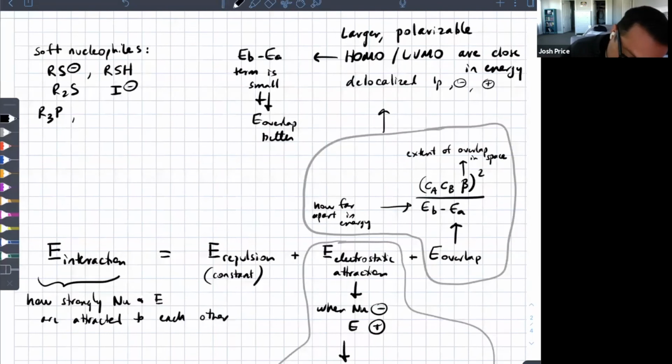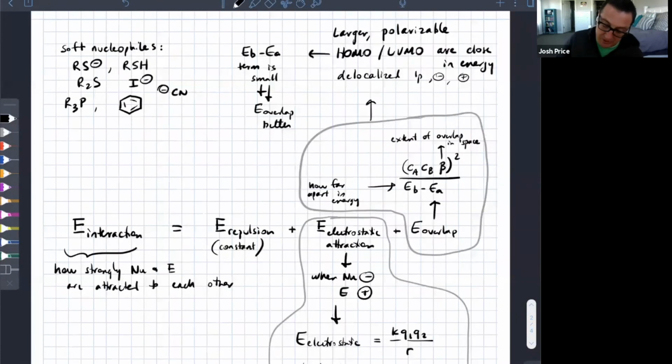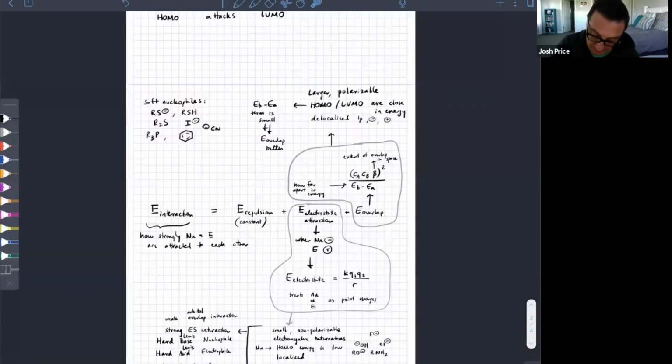Also, you could include benzene as a soft nucleophile. CN minus is a fairly soft nucleophile. And these aren't things to memorize, but you can look at the difference between the soft nucleophiles versus the hard nucleophiles down here. The difference really is size.